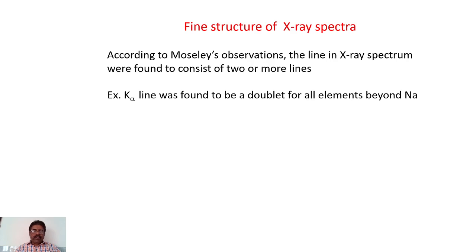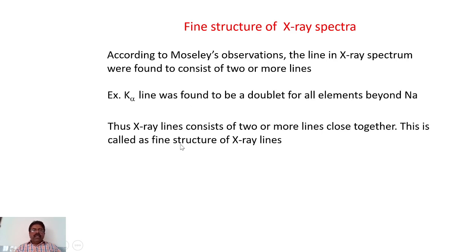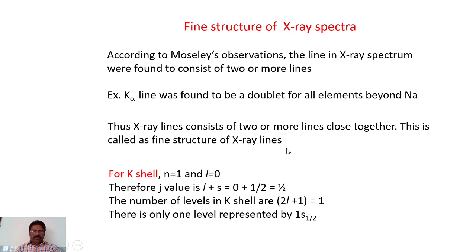The K alpha line is produced, as you know, whenever there is a transition from the L shell to the K shell. The K shell electron has been replaced by a highly energetic electron, and its position is occupied from the L shell, the outer shell, and the photon given out is a K alpha X-ray photon. So it also has a doublet. That means it is not a single line. So why is it so? Let us try to understand. The X-ray line consists of two or more lines close together. This is called the fine structure of X-ray lines.